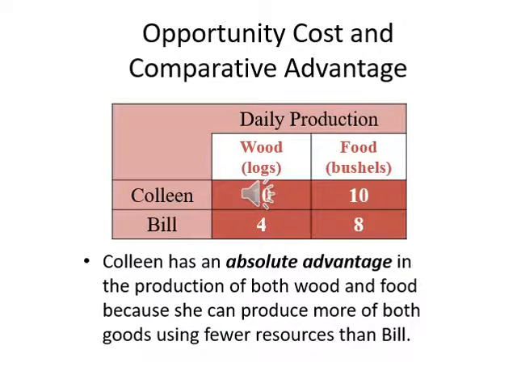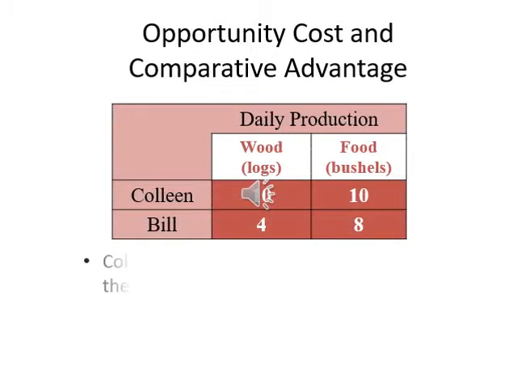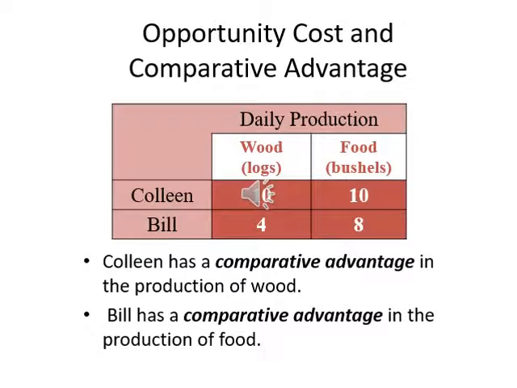Opportunity cost and comparative advantage. Colleen has an absolute advantage in the production of both wood and food because she can produce more of both goods using fewer resources than Bill. Colleen has a comparative advantage in the production of wood. Bill has a comparative advantage in the production of food.